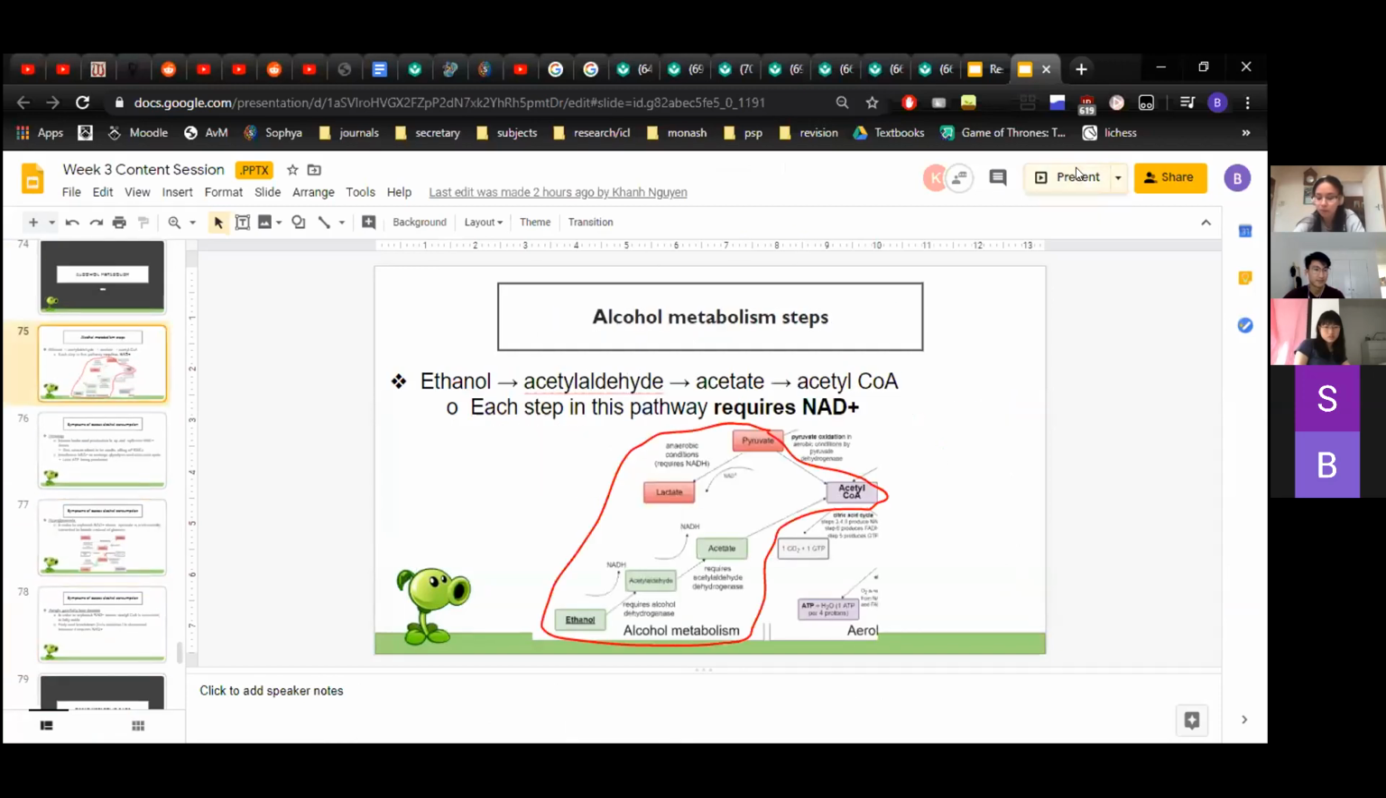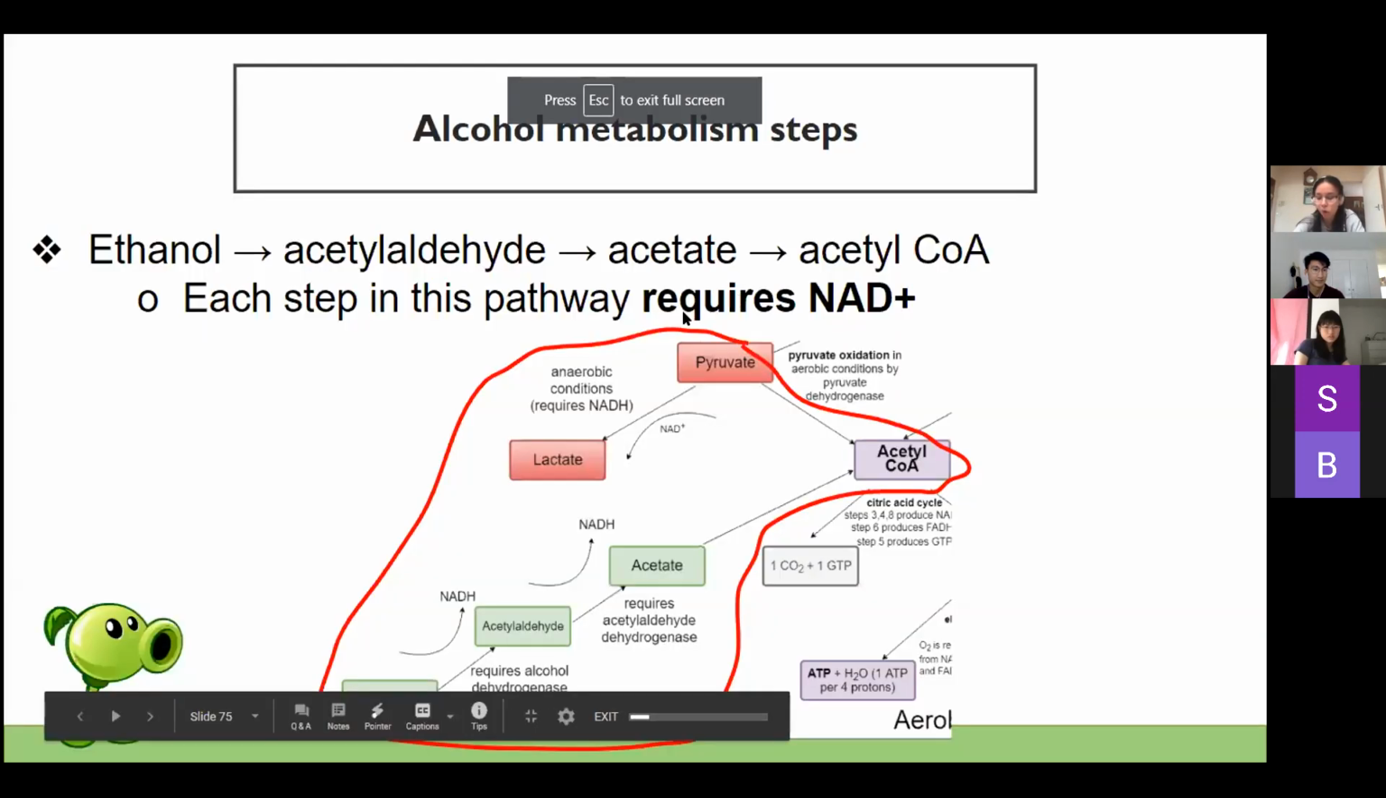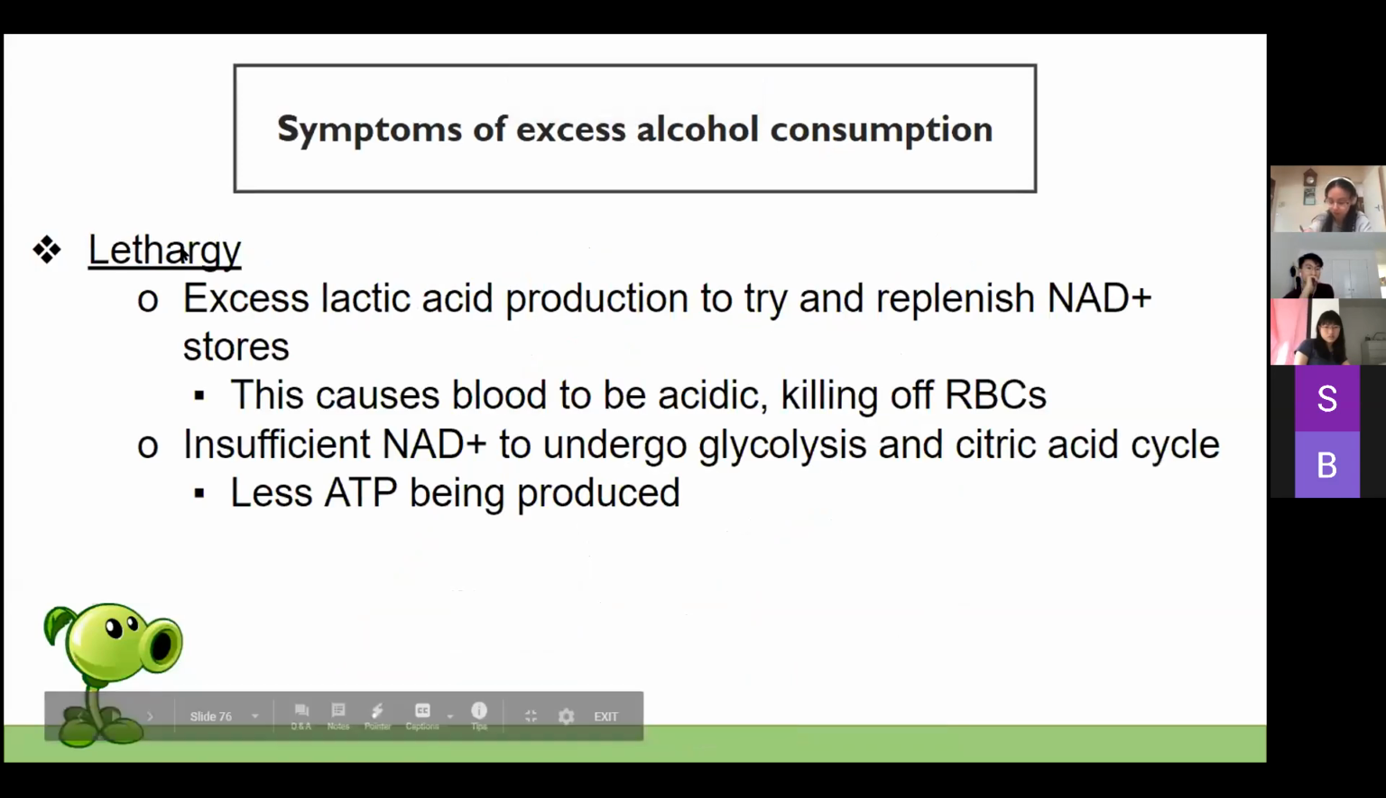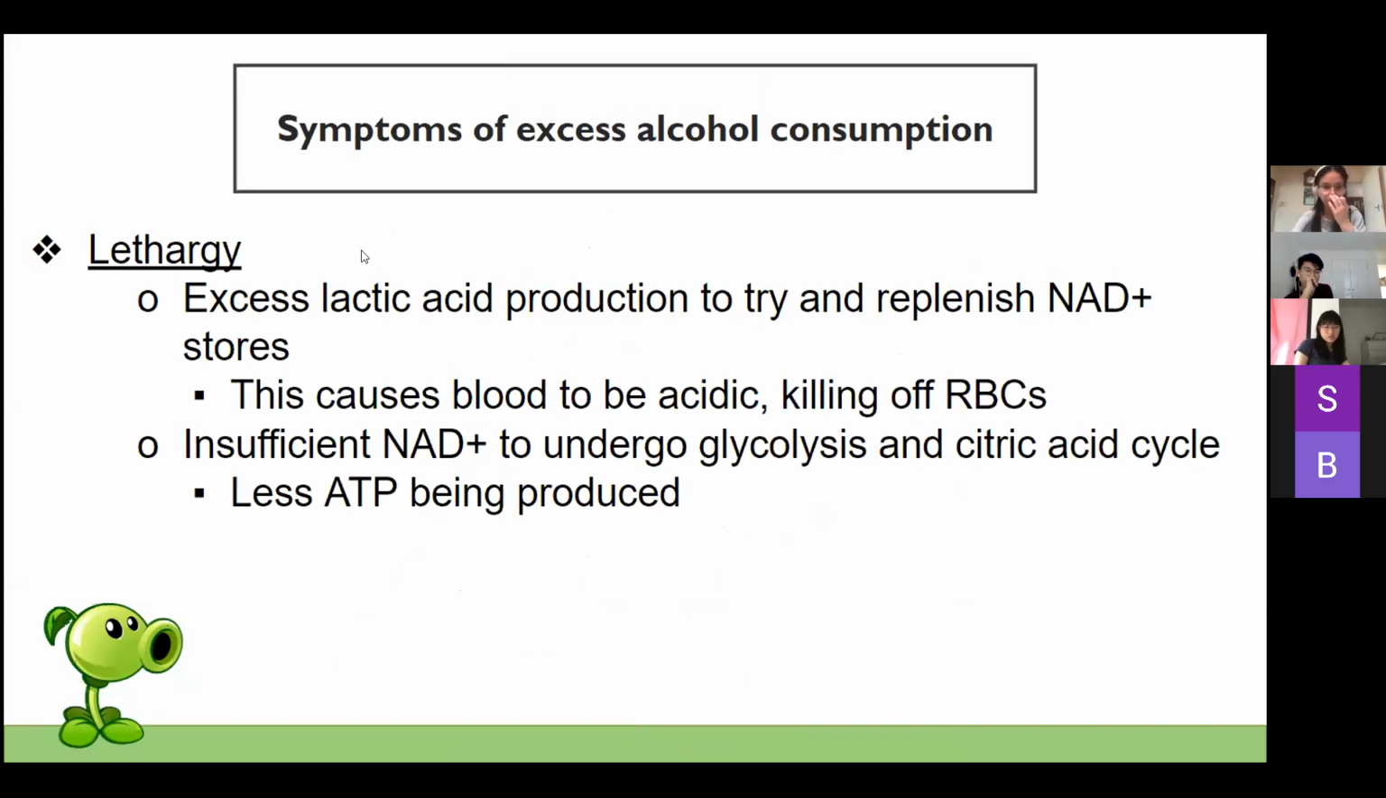And I'll go through the specific symptoms and why they all relate to a lack of NAD plus. Right? Yep, so first of all, you get lethargy, or fatigue. You just feel really tired when you drink a lot of alcohol. So the first reason you feel tired is because you have a lot of lactic acid production, right?